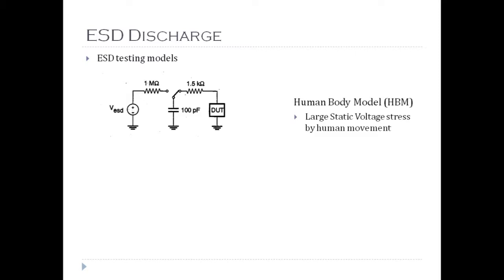Now when a human walks typically on synthetic carpet, and let's consider the humidity is around 80%, then potentially it can generate or induce an electrostatic voltage of 1.5 kilovolt. And if such a person touches that IC, then it can generate a large current in the IC, which may lead to the failure of the IC. And this can be simulated by discharging a 100 picofarad capacitor through a 1.5 kilo ohm resistor.